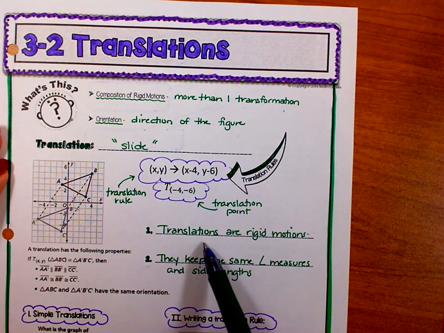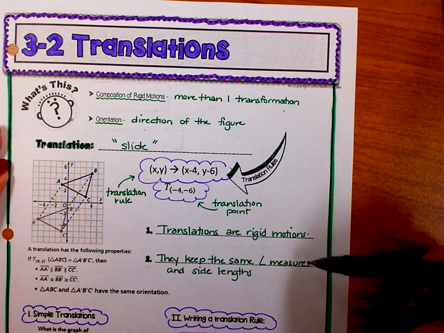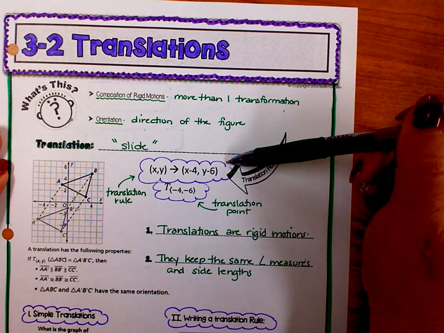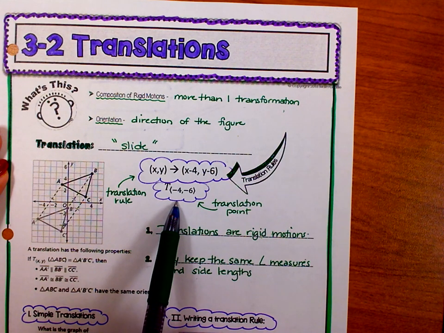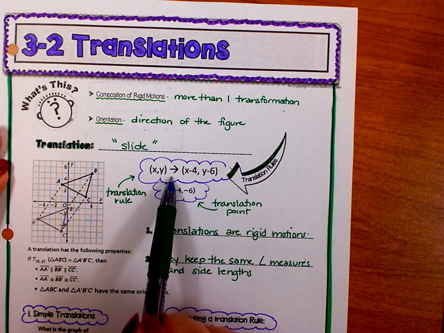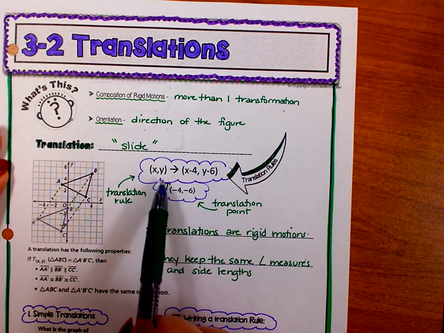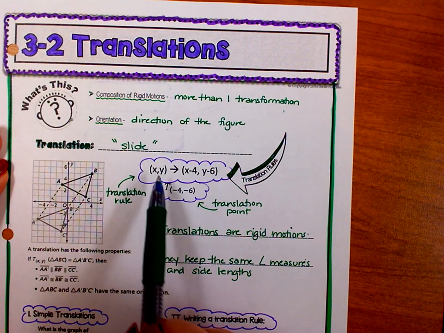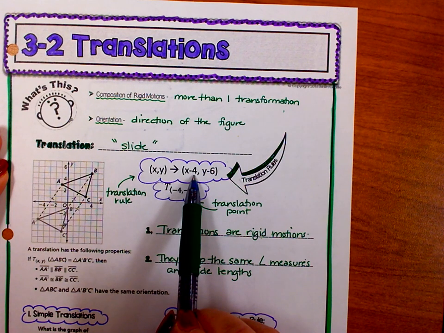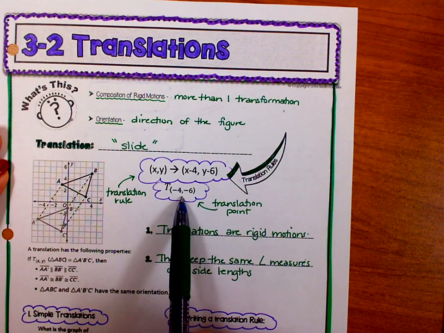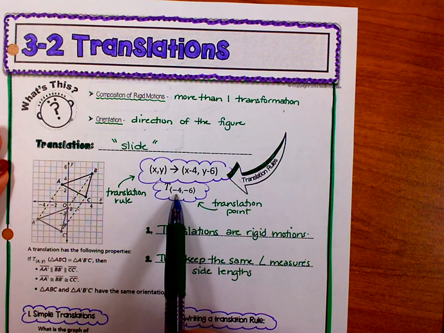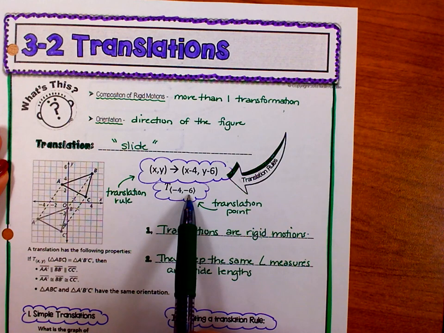A translation is a rigid motion. It keeps the same angle measures and side lengths. Okay, right here in the purple bubble, we have a translation rule. This is translation notation, and this is the translation point. And they both refer to the same kind of transformation. This one says that any point x, y, you're going to subtract 4 from the x coordinate and subtract 6 from the y coordinate. This one tells you the same thing. For the x, you subtract 4. For the y, you subtract 6.